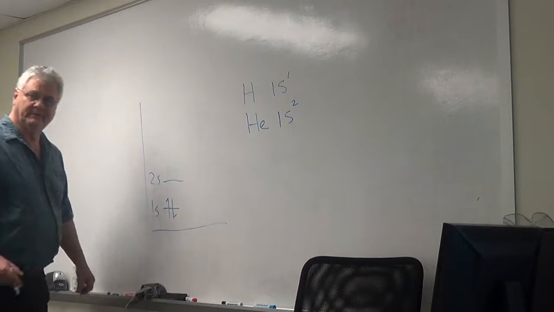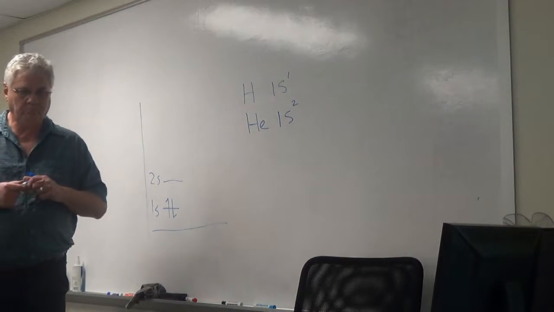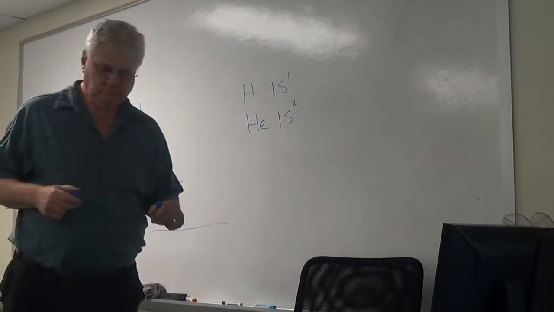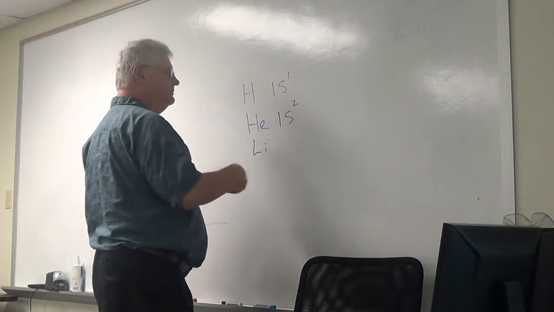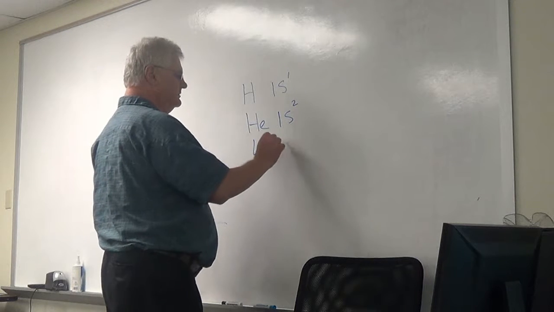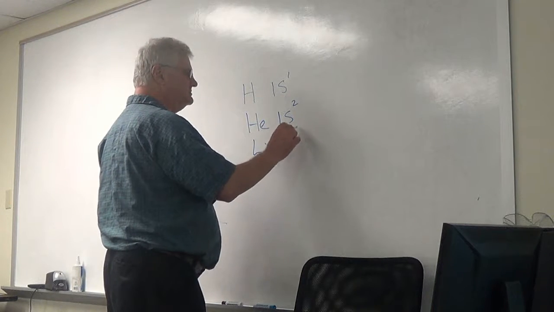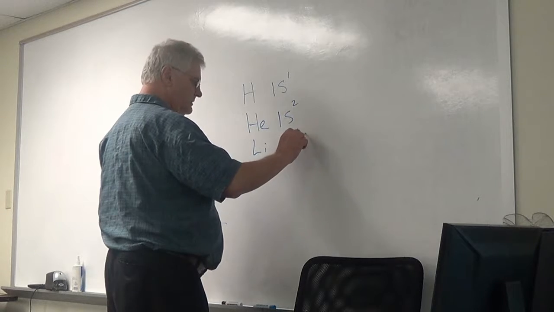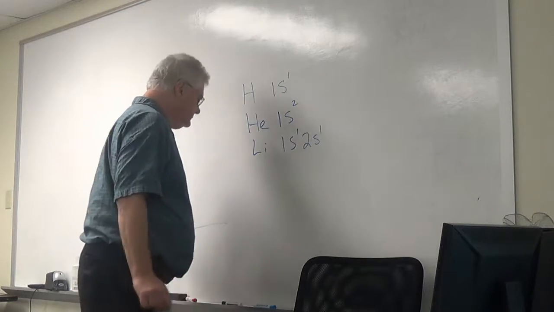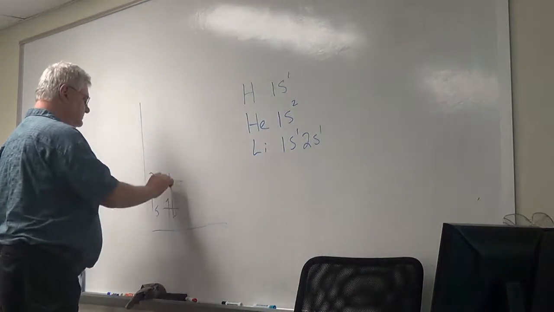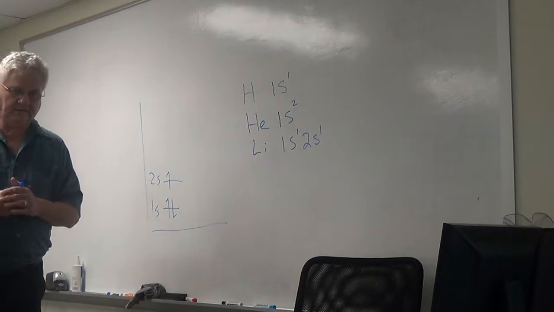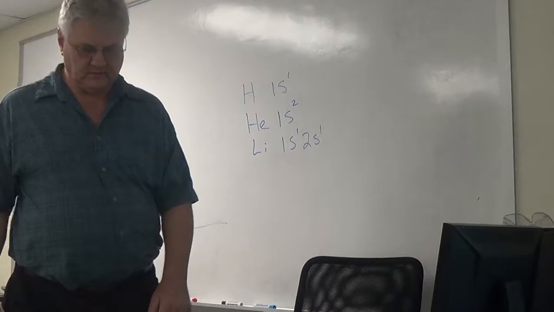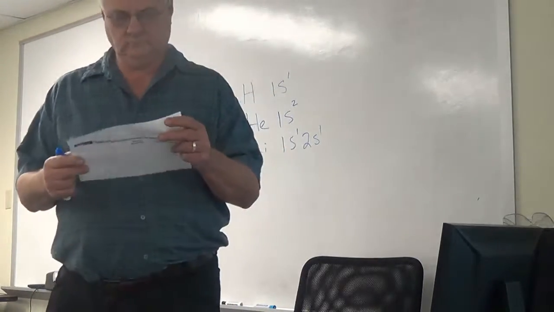What's the next element on your periodic table? Lithium. It has 3 electrons, so it has 2 electrons in the 1s orbital and 1 electron in the 2s orbital, and we'll put it here. Okay? Now these electron configurations are probably on the sheet I gave you, aren't they?